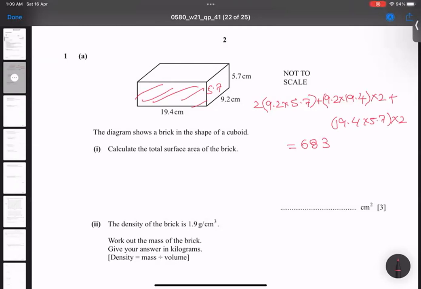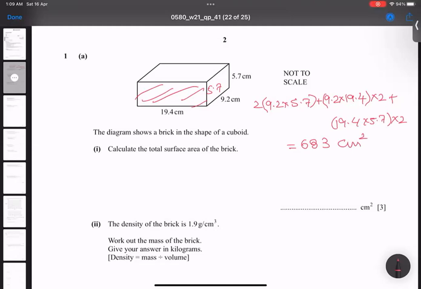Okay, so 9.2 into 19.4, plus 19.4 into 5.7, and into 2. Yes, exactly 683 centimeter square. We got the answer. Let's go for the next part.